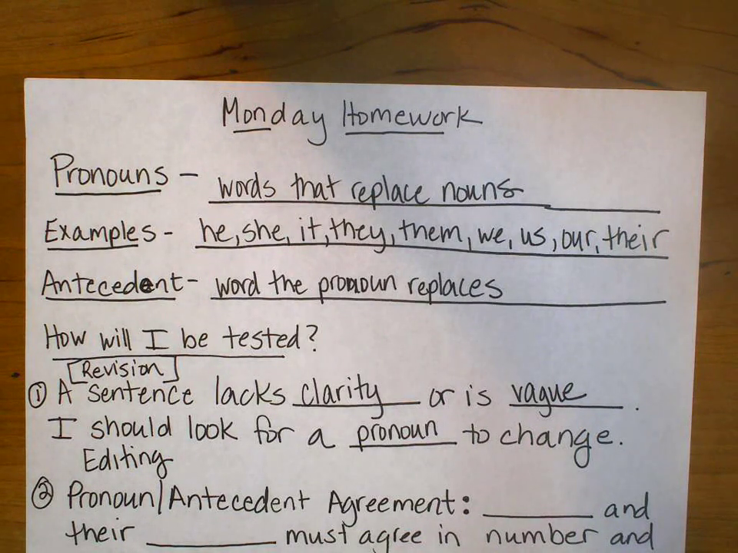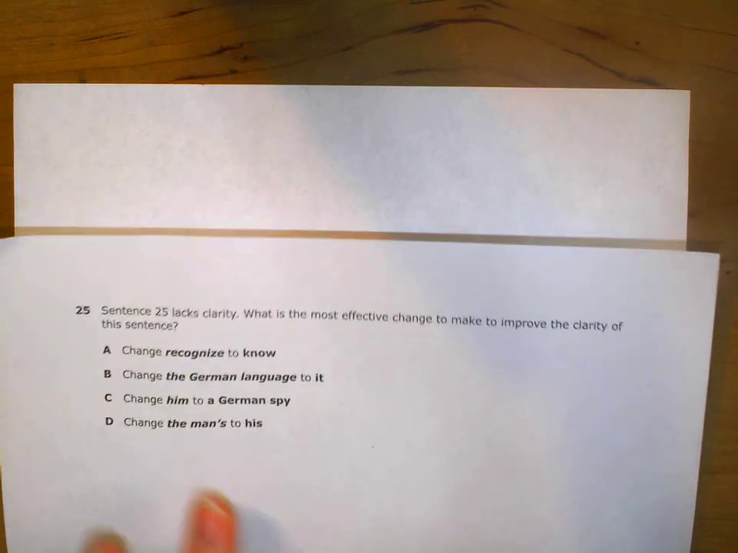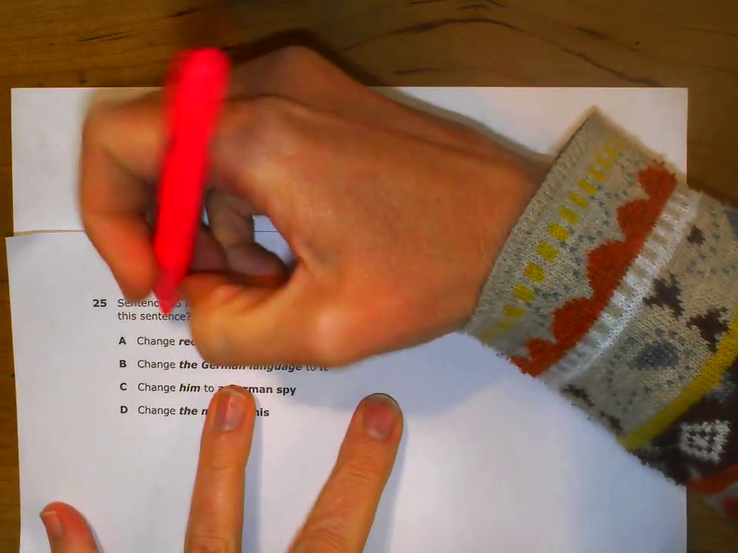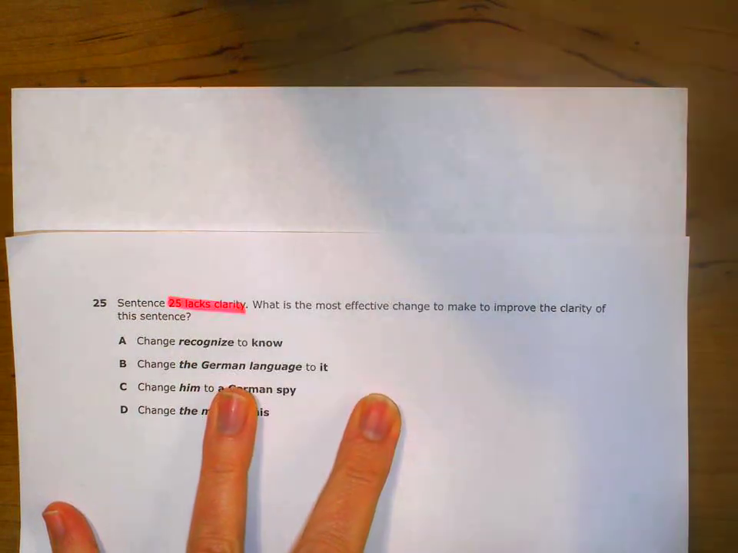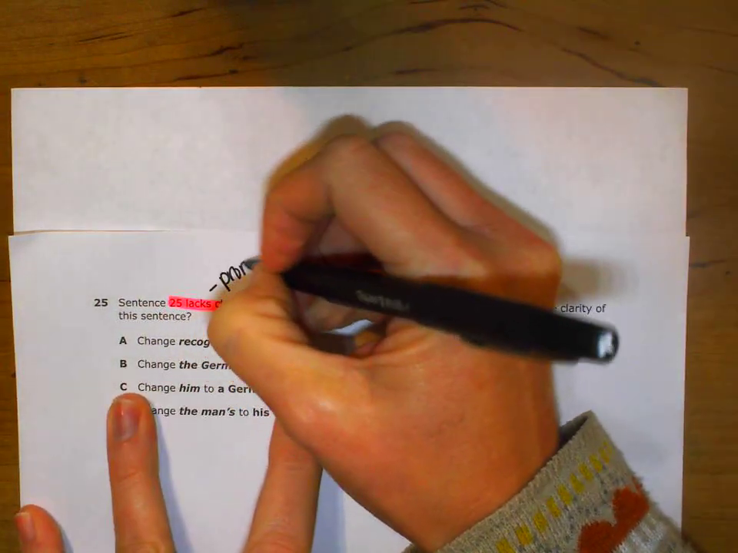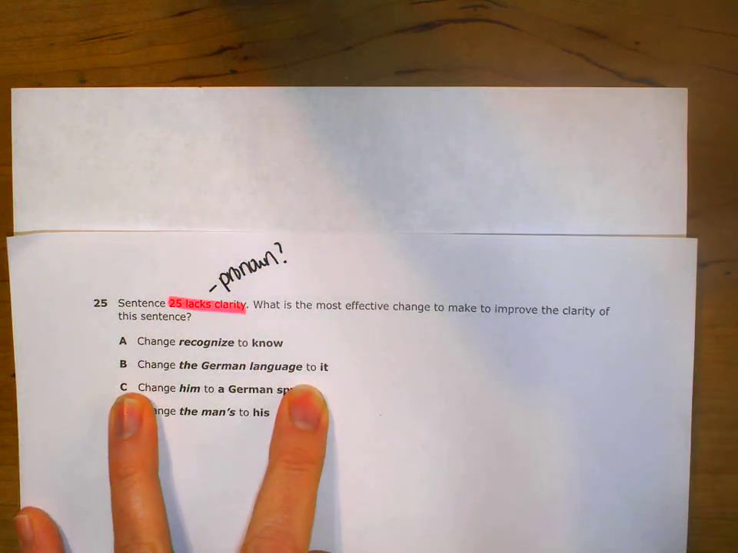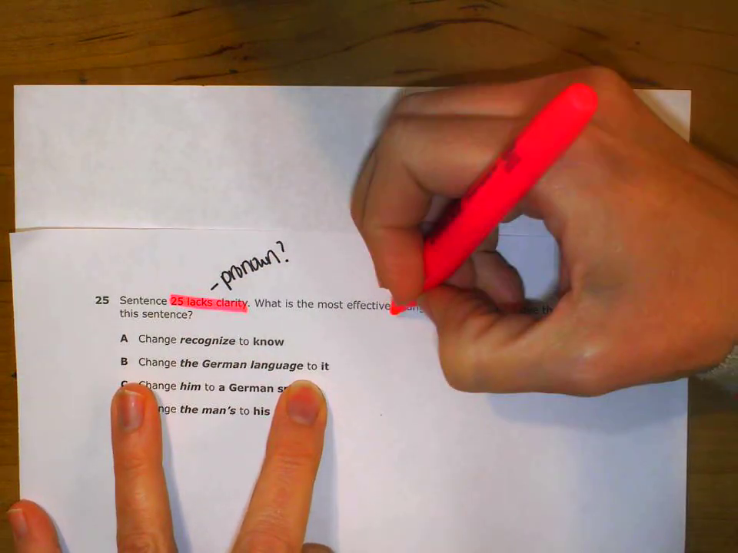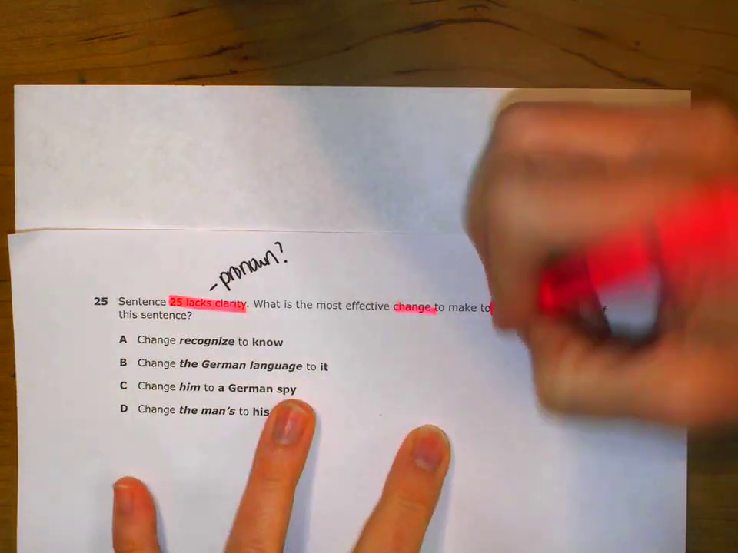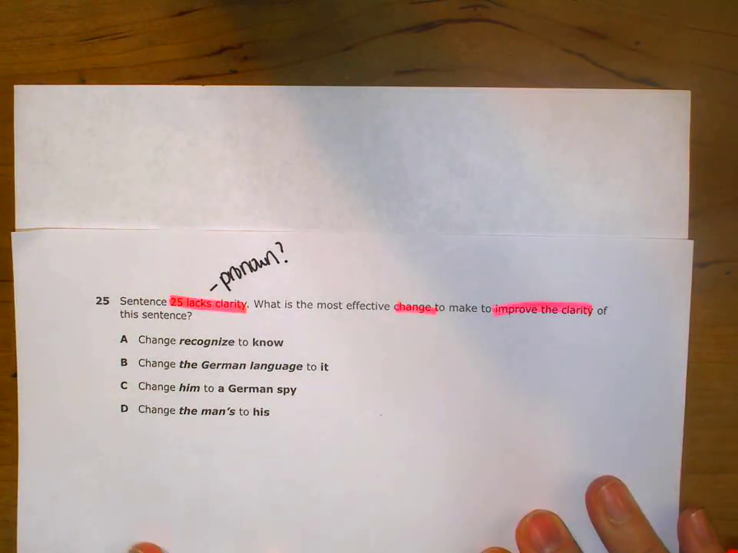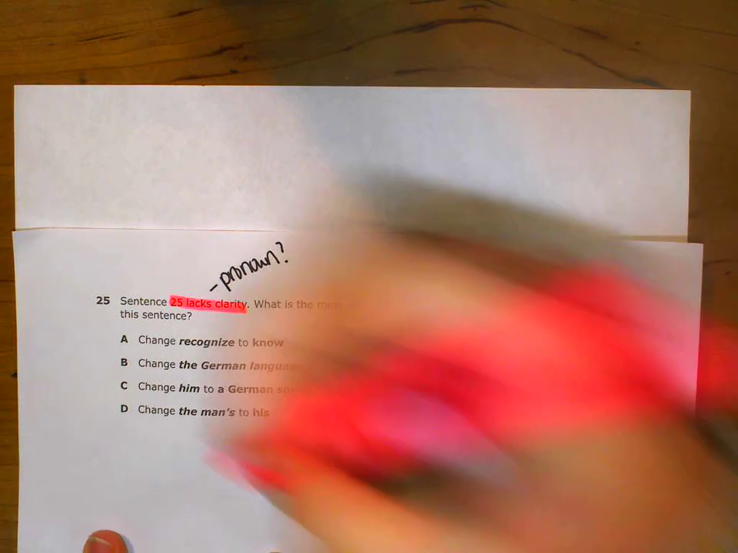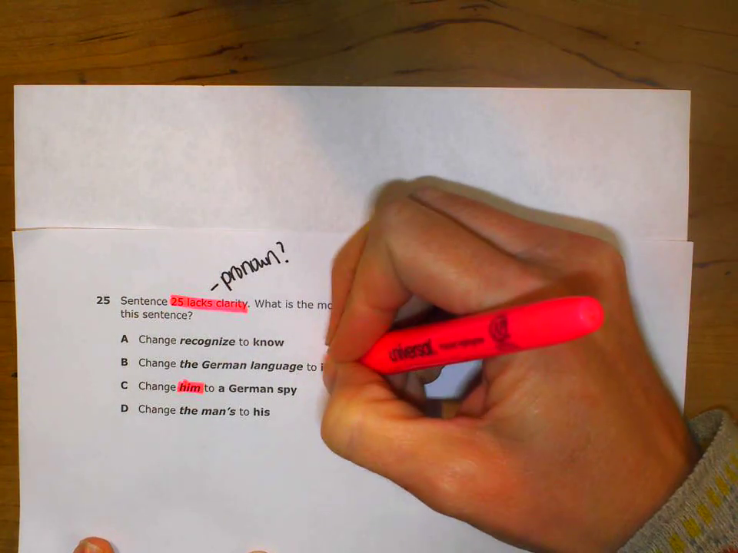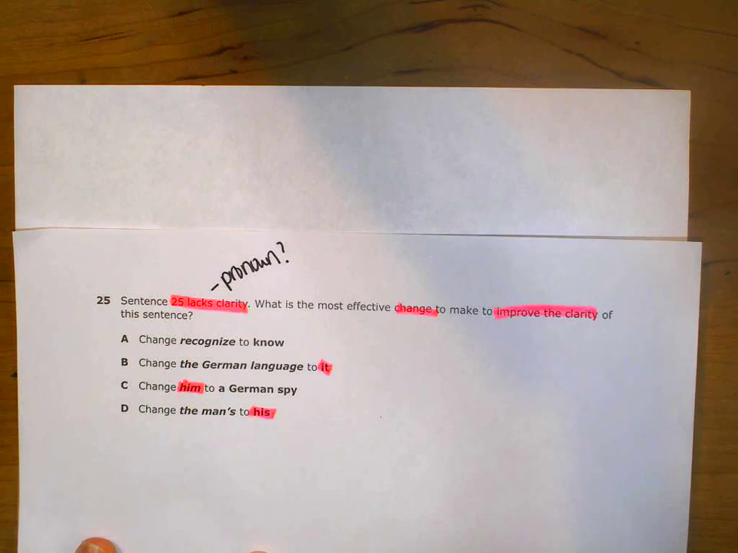Okay? So if I look at this question, it says, sentence 25 lacks clarity. So I should think, is there a pronoun that I can change? What is the most effective change to make to improve the clarity of this sentence? So we're going to look for pronouns. Here's a pronoun, him. There's a pronoun, it, his. Okay, so we have three pronouns.